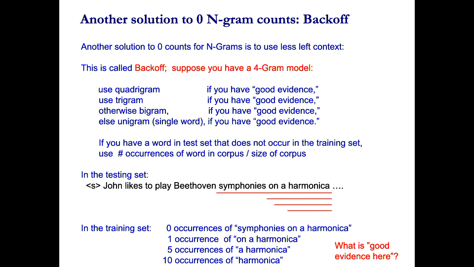So what do you do if the word doesn't occur at all? Well, then you have to come up with some in the training. But it does occur in the testing set. That's the whole problem. This is from the testing set, and the testing set has a word that does not occur at all. It's a very rare word. So in that case, a reasonable thing is just to take the number of occurrences of the word in the corpus as a whole. It only occurs in the training set. Now what you're talking about is how many times does it occur in the training set, and then consider the size of the whole corpus.